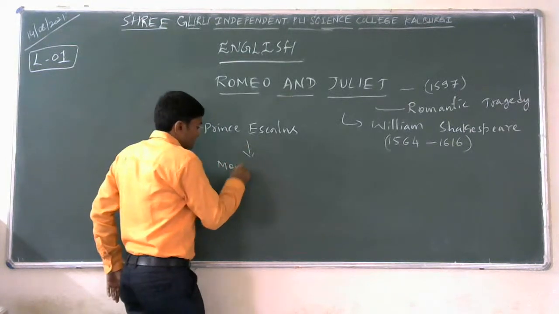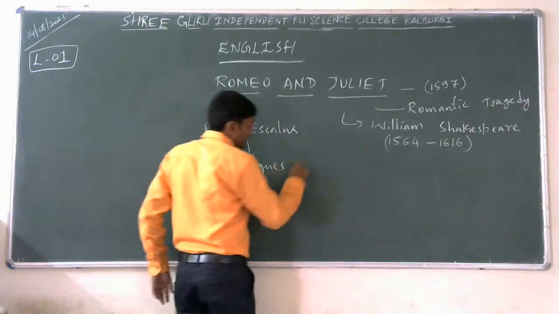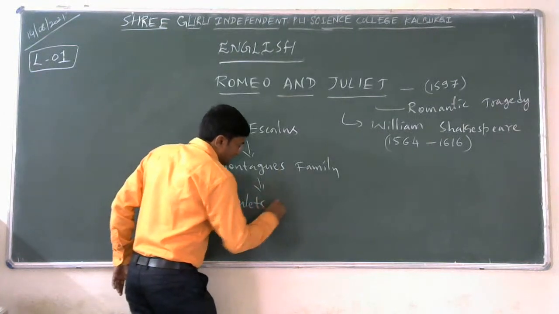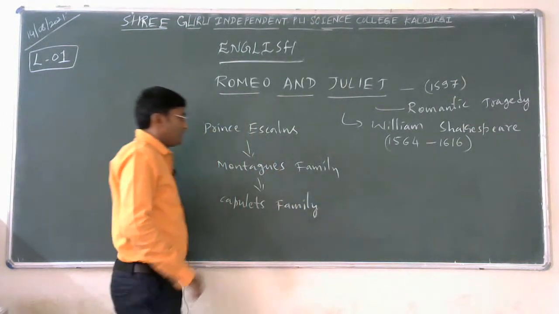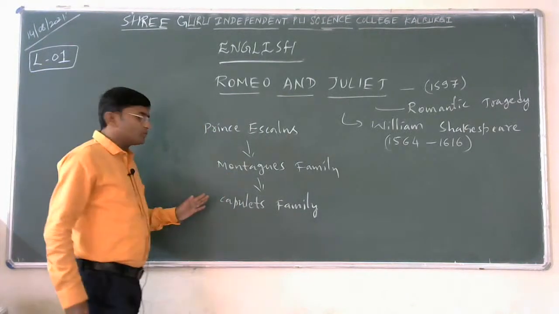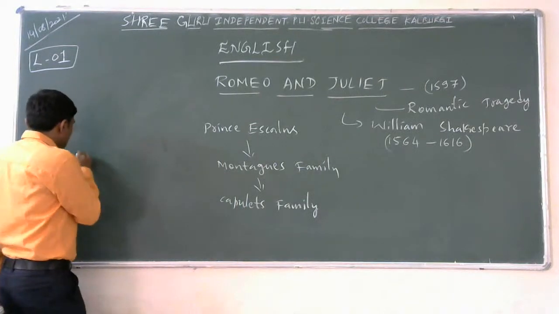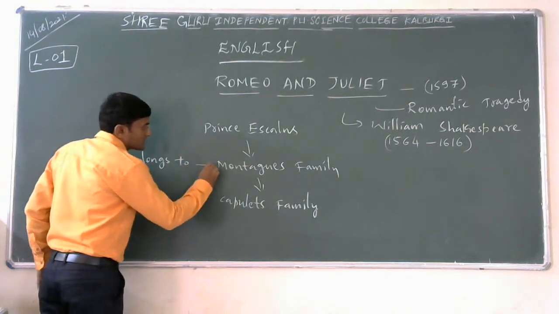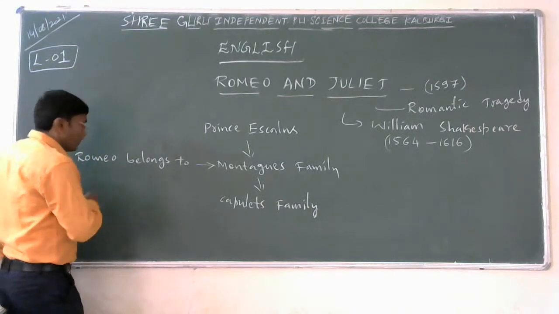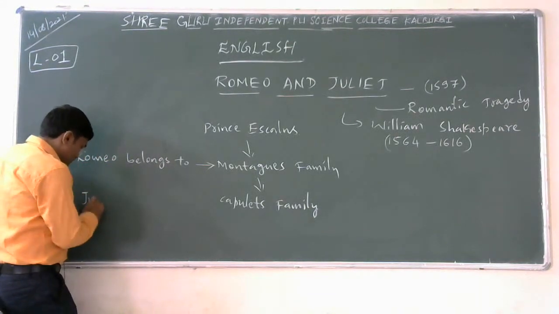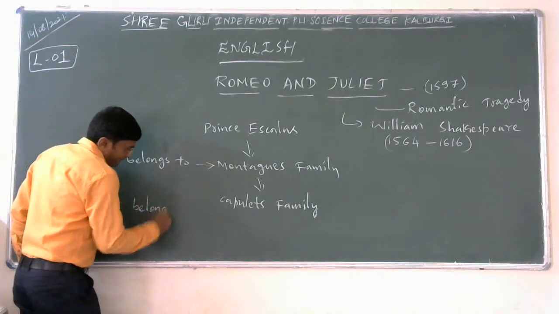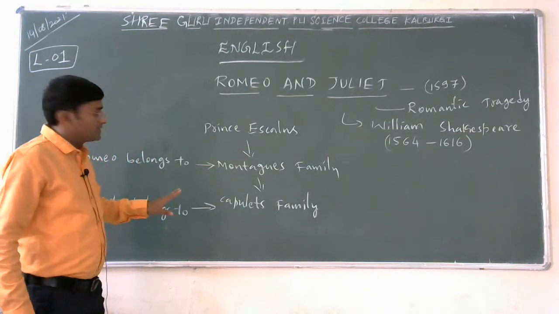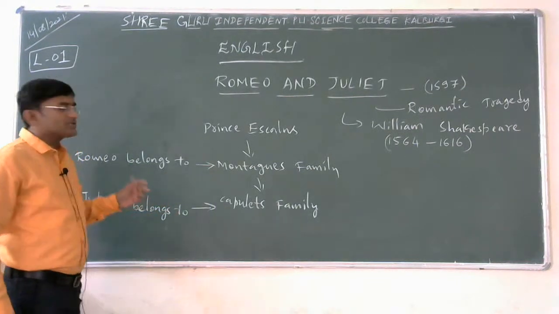Montagues family and Capulets family. Who belongs to which family here? My dear students, Romeo belongs to the Montagues family, or Montague, that's it. Juliet belongs to the Capulets family. You should remember this information first, because who belongs to which family matters.